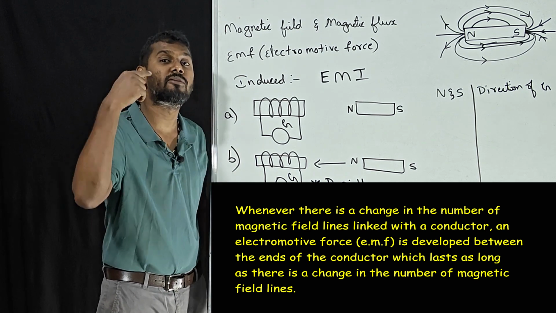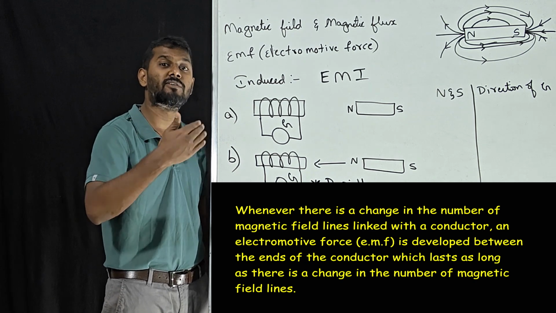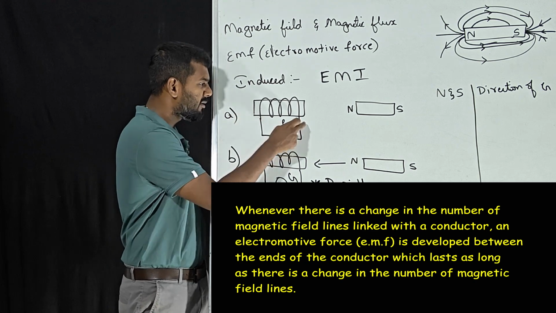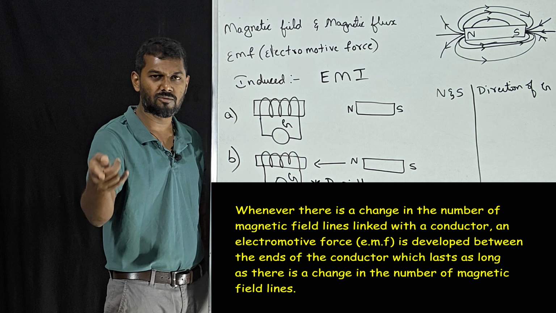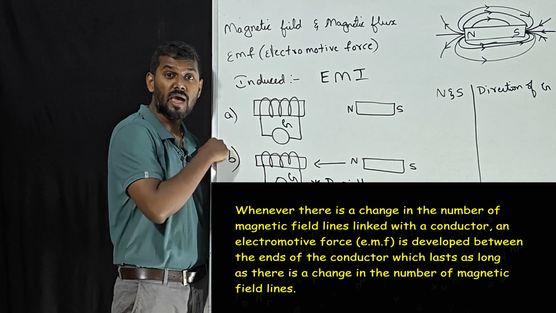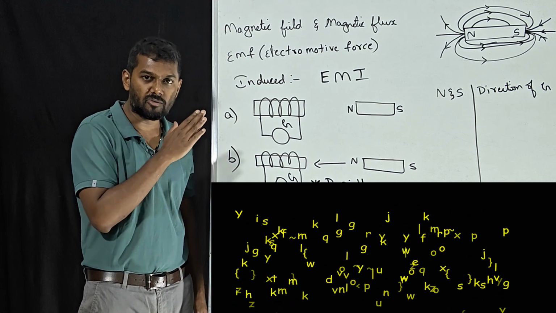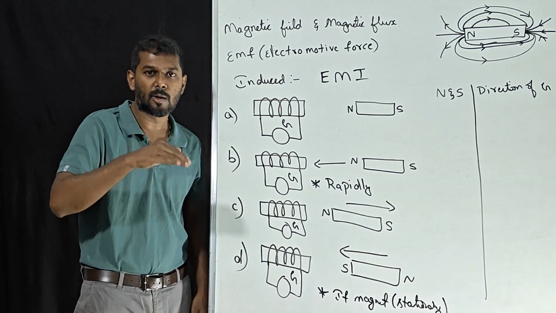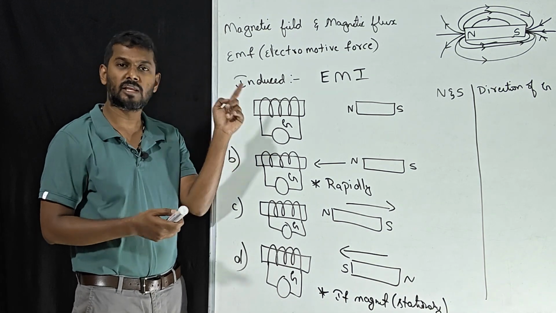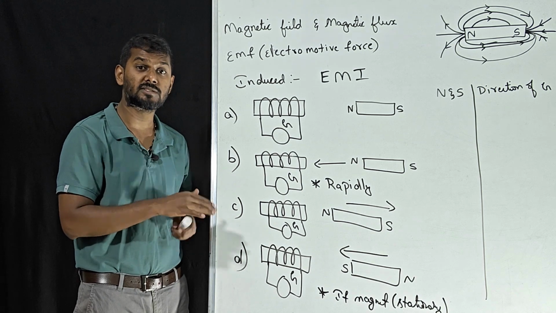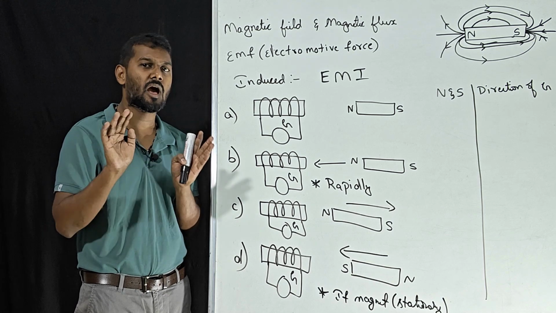Whenever there is a change in magnetic flux, which is nothing but a change in magnetic field, correct? So whenever there is a change in magnetic flux, an EMF or a current will be induced. You can write it as EMF or current will be induced as long as there is a change in magnetic field lines or magnetic flux. If the number of field lines is varying, increasing or decreasing, only then will current or EMF be produced. If the number of field lines is the same, not changing, then no EMF will be induced.